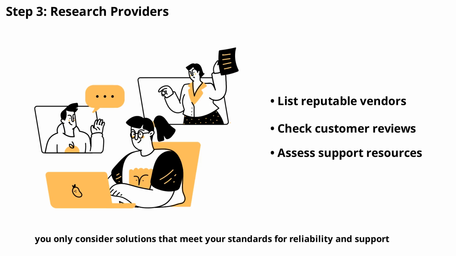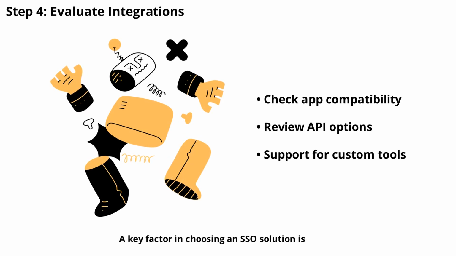A key factor in choosing an SSO solution is its ability to integrate with your existing applications and infrastructure. Make a list of all the apps and services your team uses, including cloud, on-premises, and custom-built tools. Then, check which SSO providers offer pre-built integrations or APIs for these systems. Seamless integration reduces deployment time and ensures a smoother user experience. If you have unique requirements, verify that the provider supports custom integrations or offers developer support.